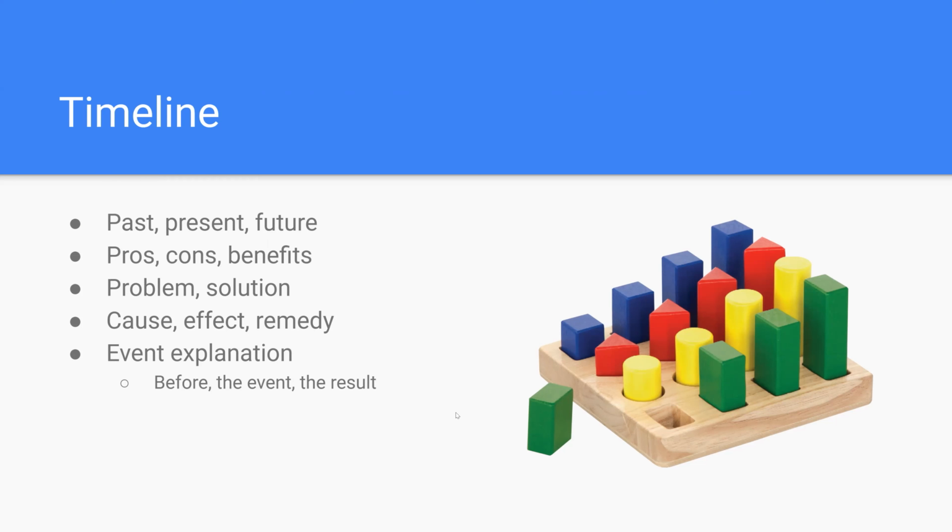Also, if you think about the way you wrote your persuasive presentations, you were looking at a problem solution orientation or maybe a cause effect remedy. So, a lot of different linear approaches. We're starting with the topic and then making it follow a particular pattern, whether it's the actual timeline, past, present, future, or if we're looking at a cause and effect type of timeline.